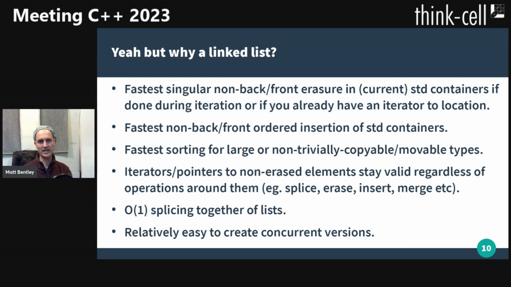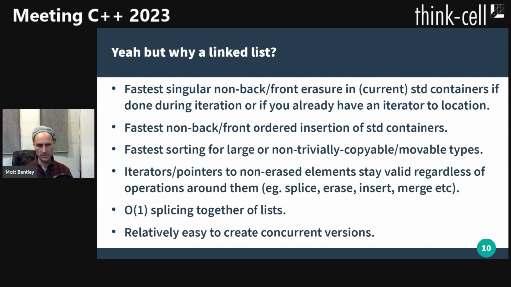performance, why do you care about a linked list? Fair enough. Linked lists do have some positive performance characteristics in some circumstances. They have the fastest singular non-back/front erasure in current std containers if done during iteration, or if you already have an iterator to the location that you want to erase. They have the fastest non-back/front ordered insertion of std containers. They have the fastest sorting for large or non-trivially copyable/movable types.